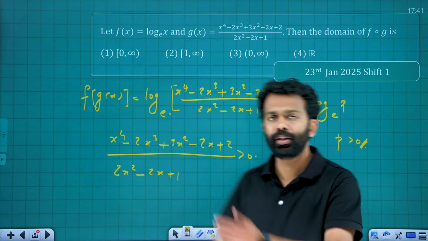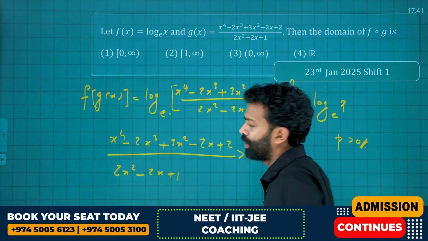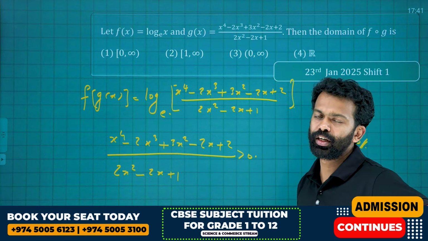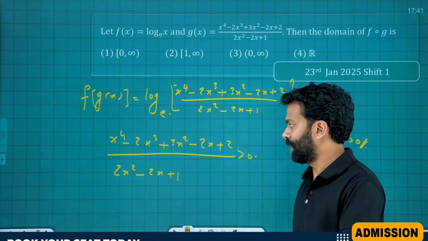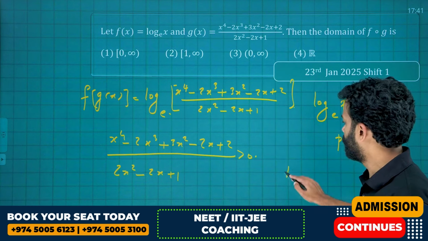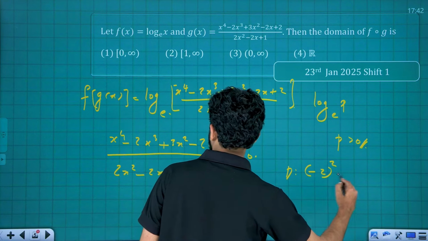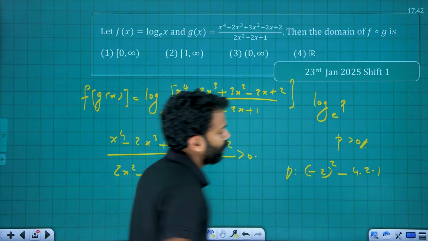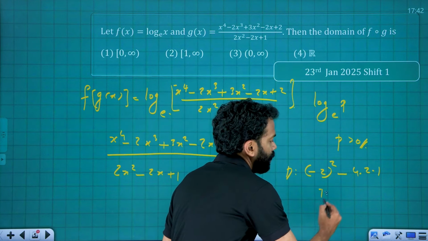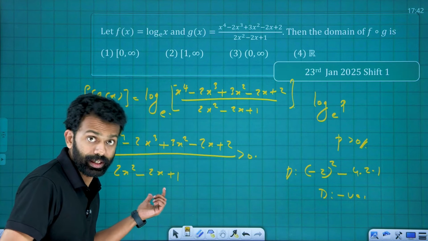So how are you going to formulate this one? It's very easy actually. It's not as complicated as it looks. Here we have a numerator as well as a denominator. In the denominator we have a quadratic expression, that is 2x square minus 2x plus 1. So what is the discriminant of that quadratic equation? The discriminant will be minus 2 the whole square minus 4 into 2 into 1. That is 4 minus 8, which is negative. So the discriminant is negative, and this quadratic equation will not have any real roots.